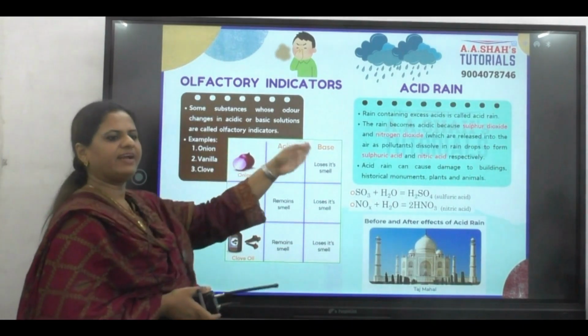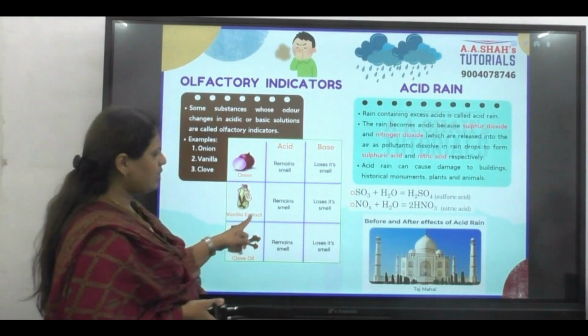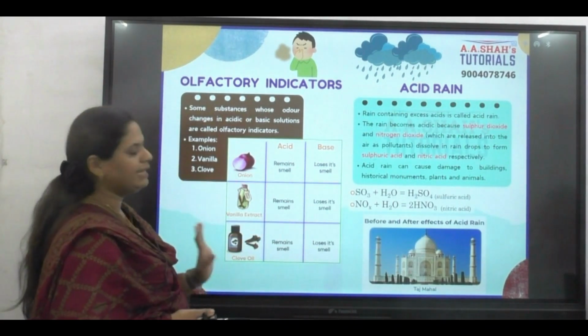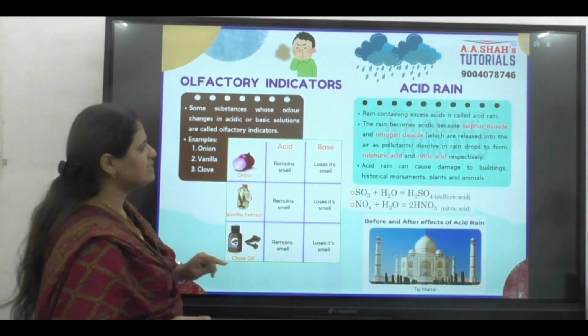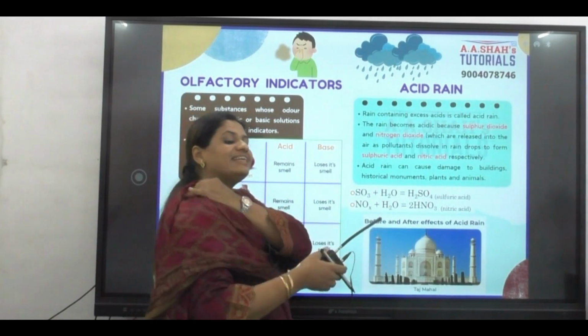So the acid's effect is neutralized. It is cancelled out. Vanilla, in acid, remains the same. They all lose their smell in case of base. So these are olfactory indicators. If a base is there, it will change its smell. Then with respect to acid, there is acid rain.